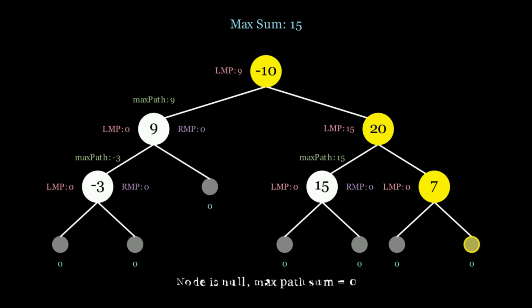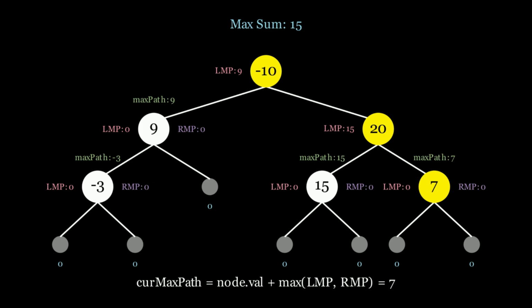We're going to go to the null base case. The path sum is 0. And then the right max path at node 7 is 0. Now we treat node 7 as if it could be the root node. So we're going to add it with the left and right max paths. In this case, it's 7. 7 is not greater than 15, so we don't update the max sum. 15 is greater. Now we calculate the current max path, which is 7. This current max path goes back to node 20 as the right maximum path, right?